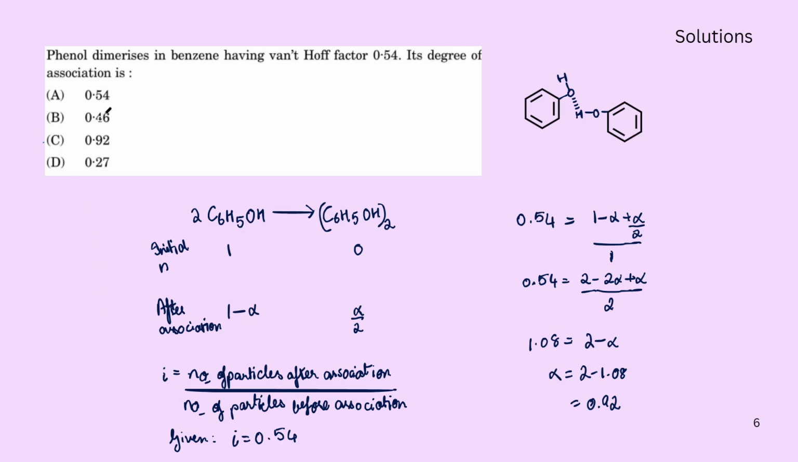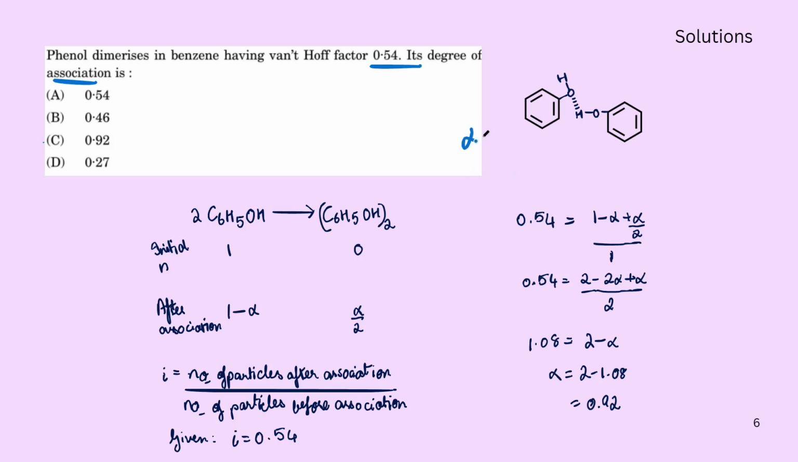Okay, this one was a little difficult when I saw it first, but it's quite easy to solve. Phenol dimerizes in benzene having Van 't Hoff factor of 0.54. So we've been given the Van 't Hoff factor and we need to find the degree of association or the value of alpha.